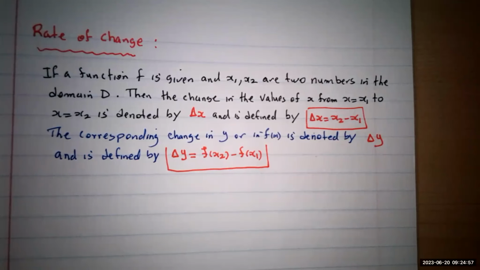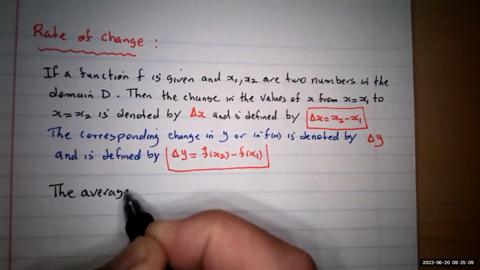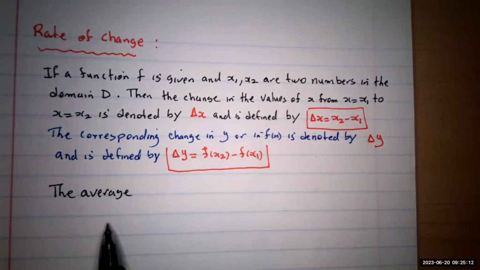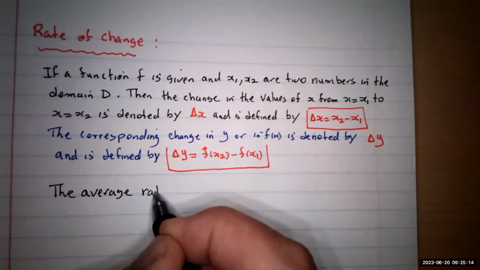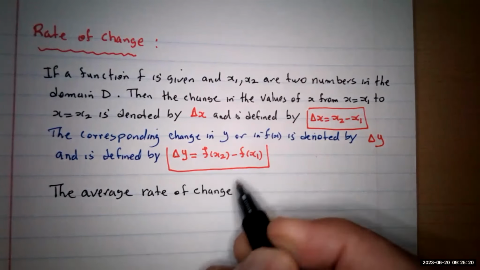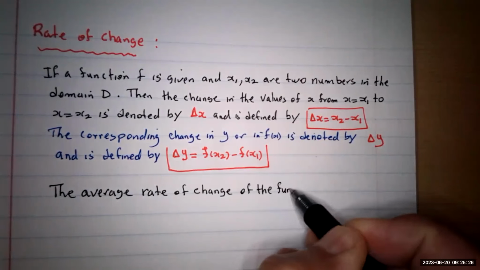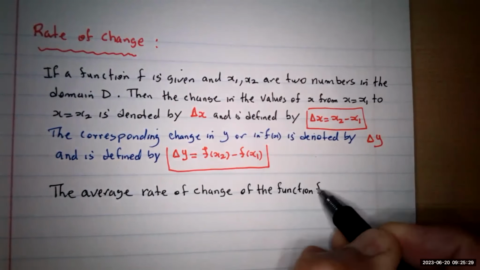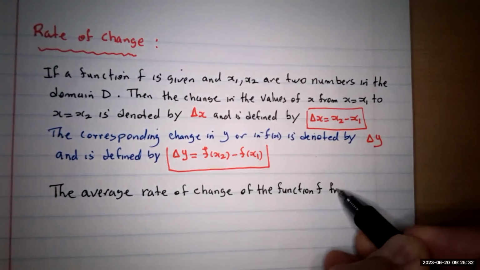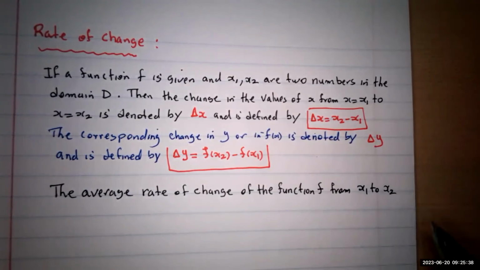Now we are ready to define the average rate of change of the function. Okay, what's going to be the average rate of change? It's going to be just the slope, like the slope of a secant line. The average rate of change of the function f, again from x1 to x2, 2 steps.